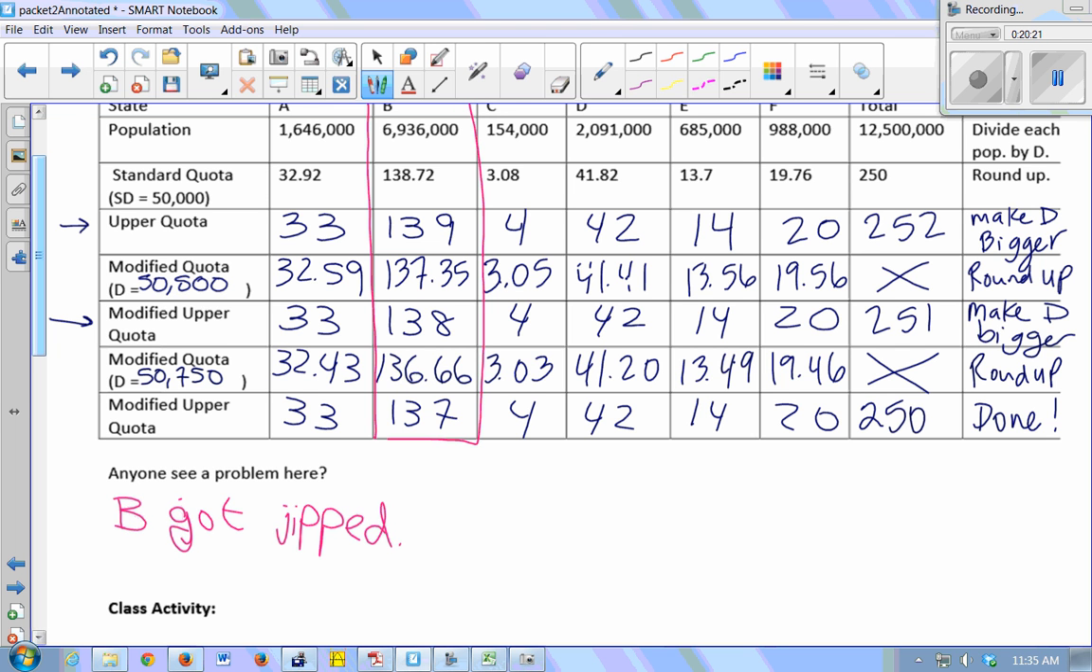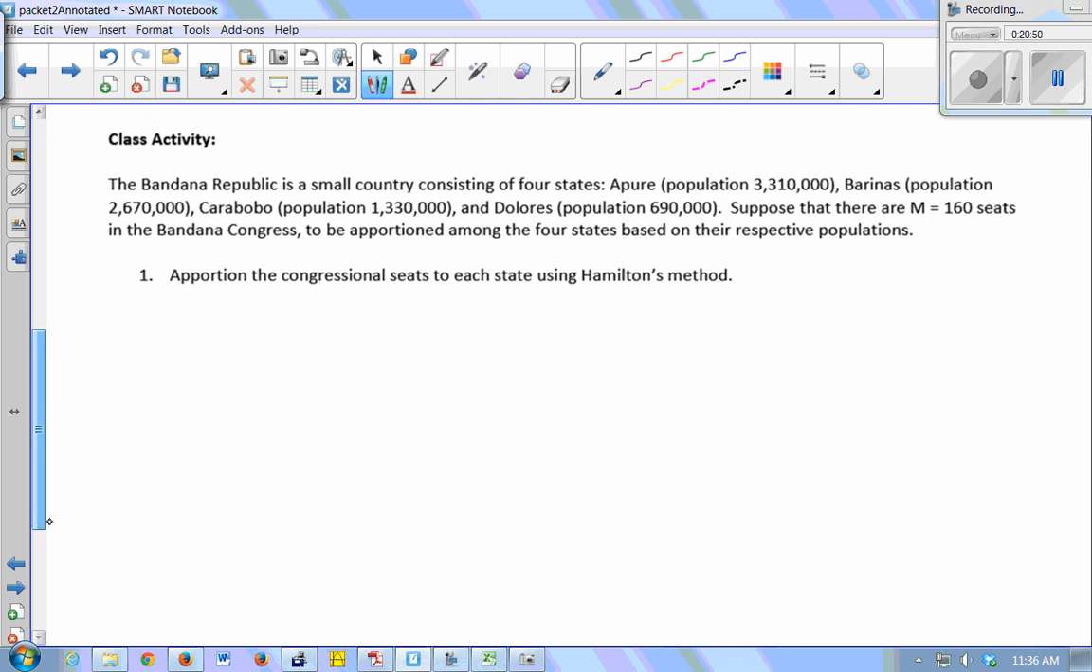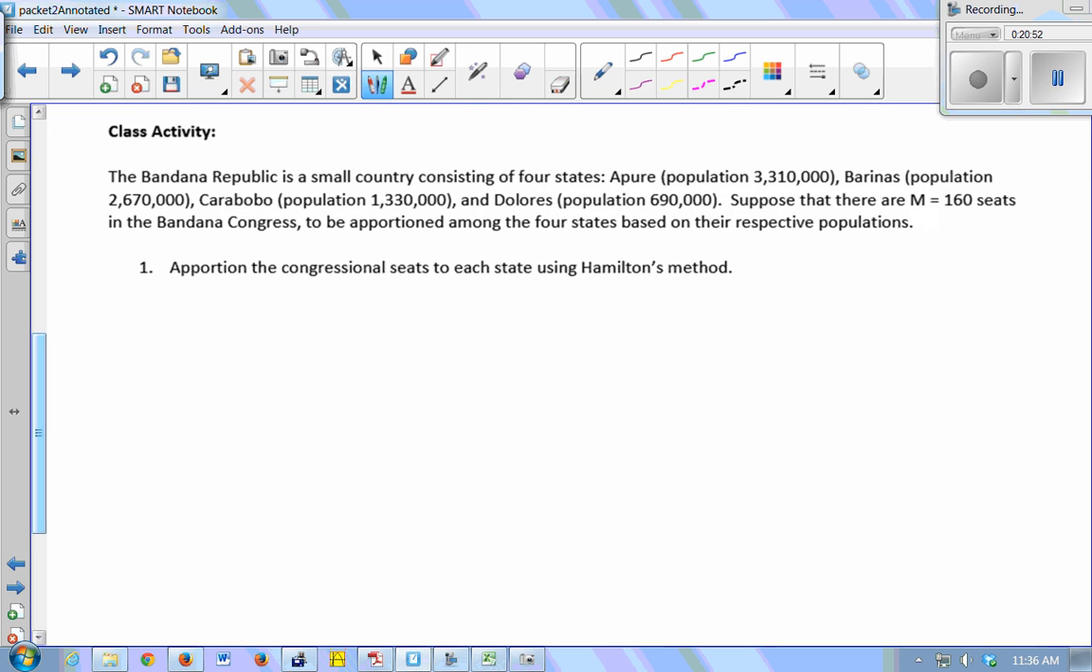So Jefferson's method gave B an extra, so they came out loving it. But Adams' method gypped them a seat, right? So you can see why the methodology that we use to apportion seats has changed so many times. If this happened to, I don't know, Virginia, they'd be like, no, no, no, let's use a method that doesn't do this to us, right? All right, so I'm gonna, yeah, question?